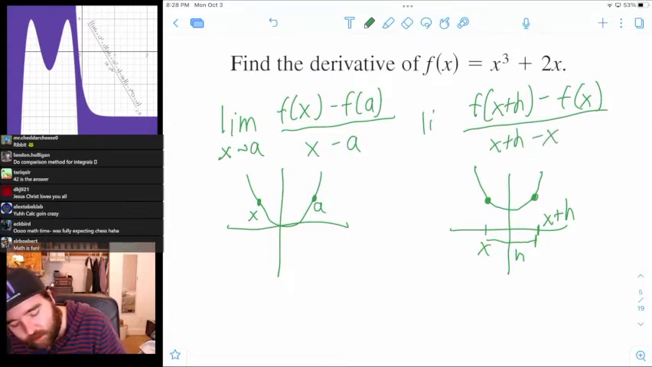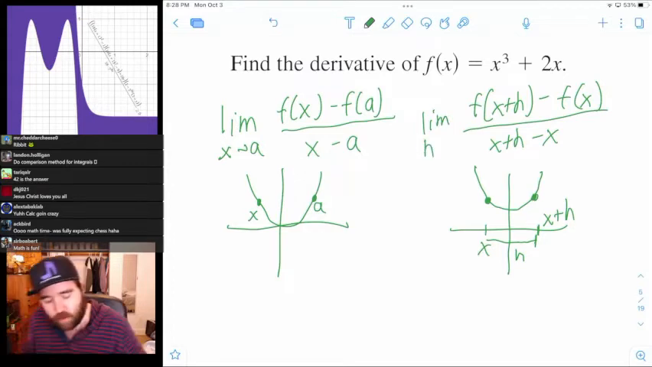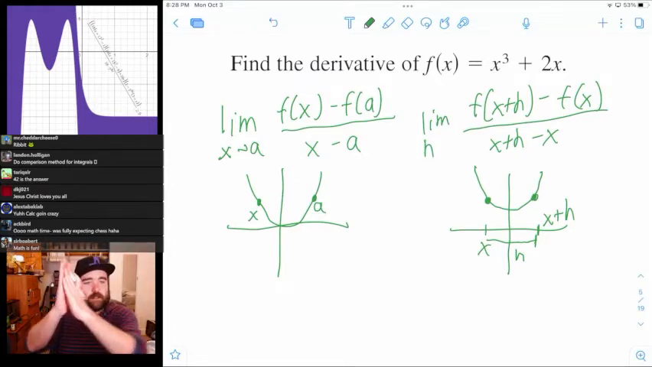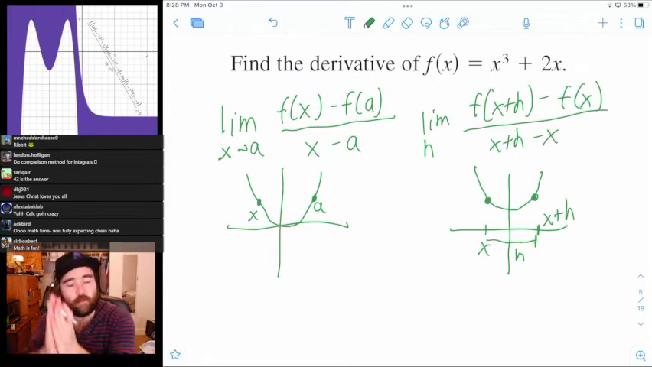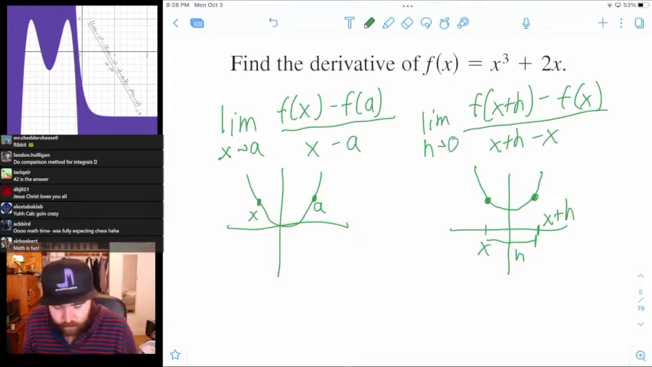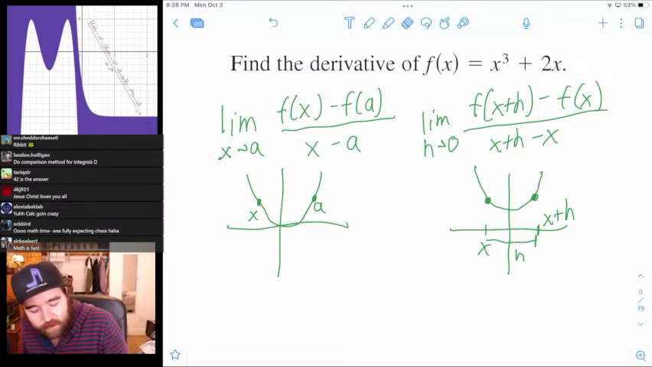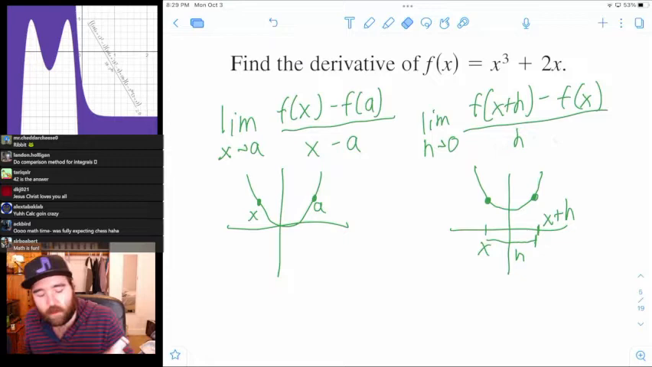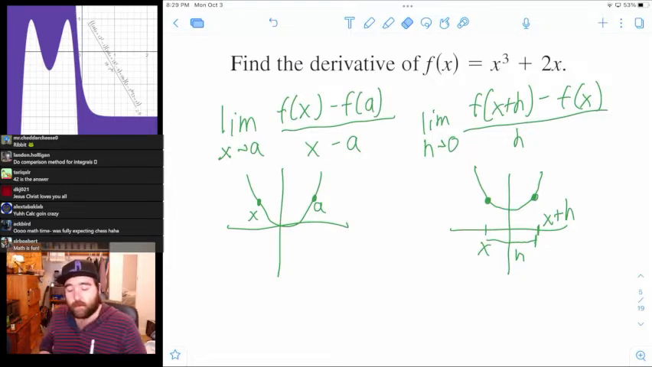And we're going to see what happens as h, as the two points get closer together, that distance between them gets closer to 0. So there we go, that's our other thing. We can clean it up a little bit. Notice that these x's cancel out. And so that's your good definition of the derivative, and I prefer to use that one. So that's what we're going to do.